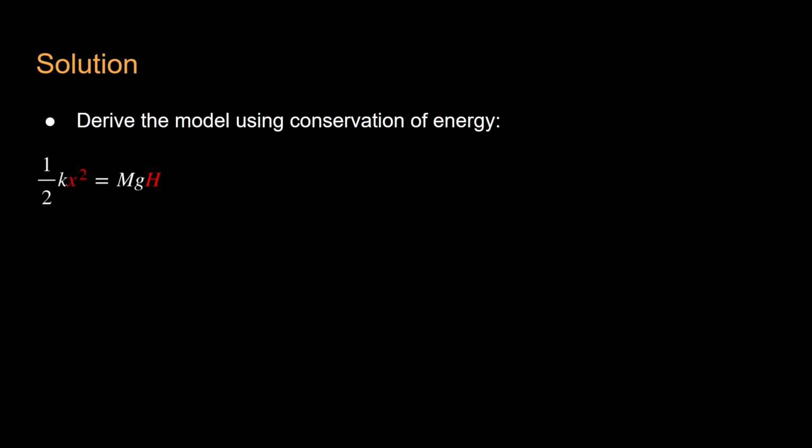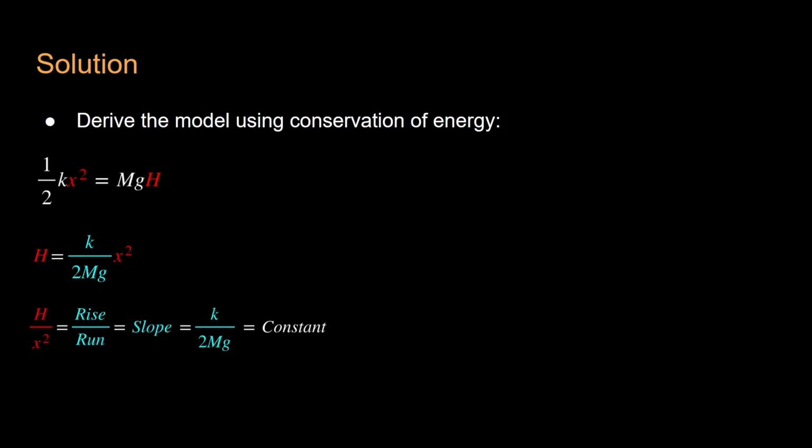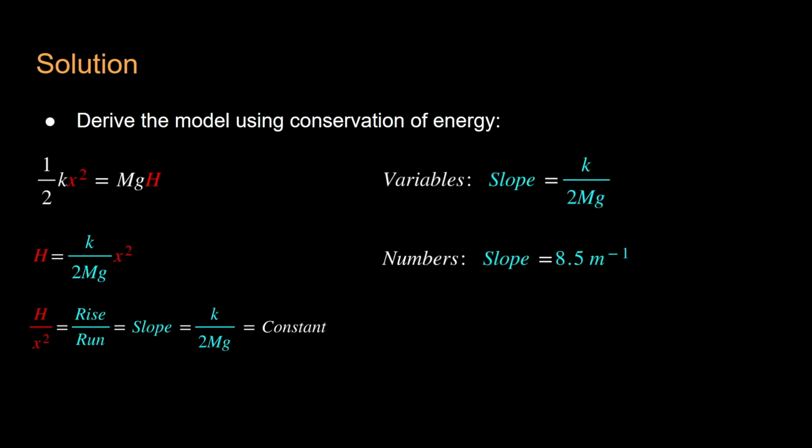And just because we said h was the dependent variable, not like it matters, let's solve for h. So you get h equals k divided by 2mg times x squared. And using our standard color codes, that means that this teal color, k divided by 2mg, is going to be the slope of our model. So h divided by x squared is the rise over run, which is the slope, meaning the slope of the h versus x squared graph is equal to k divided by 2mg in our model.